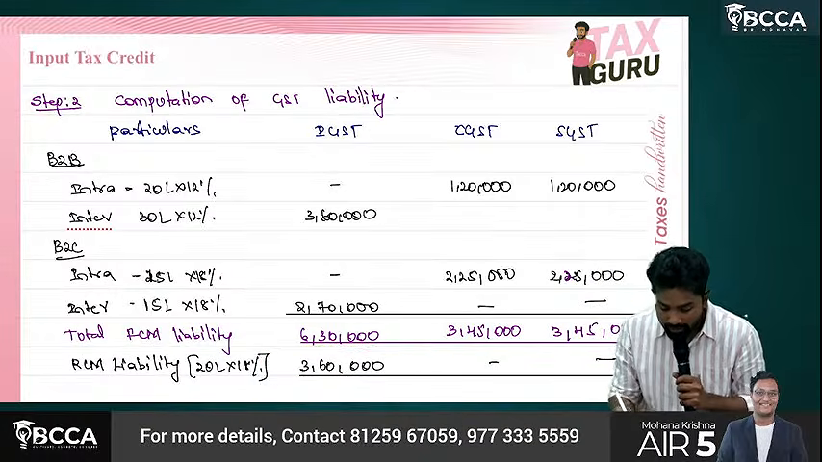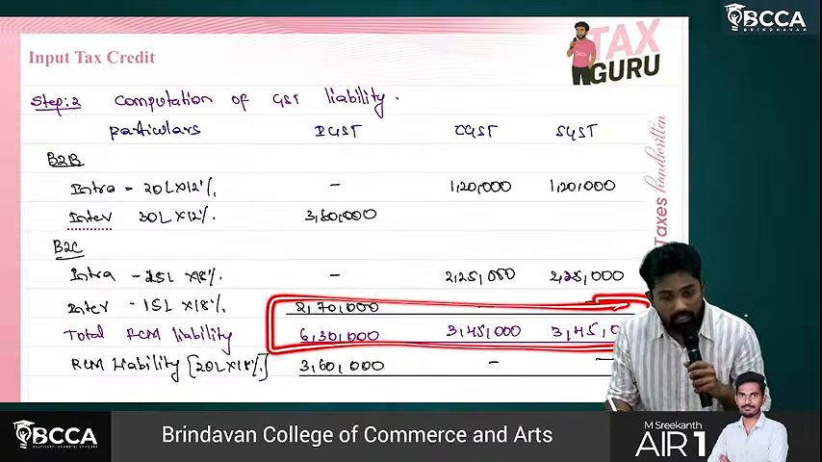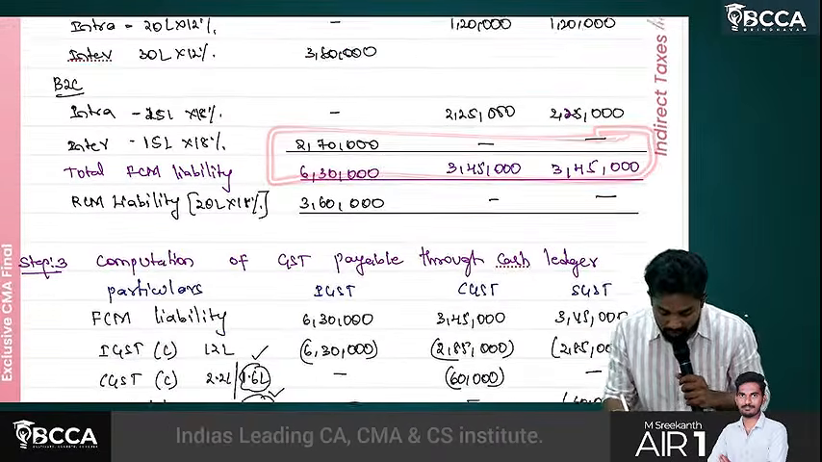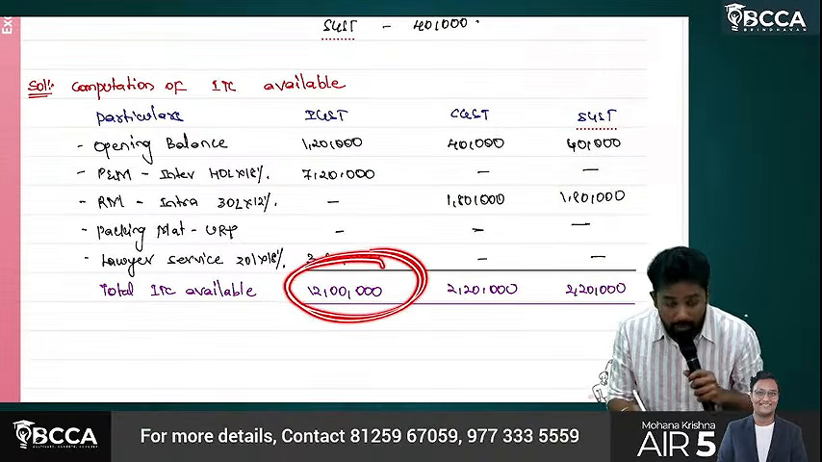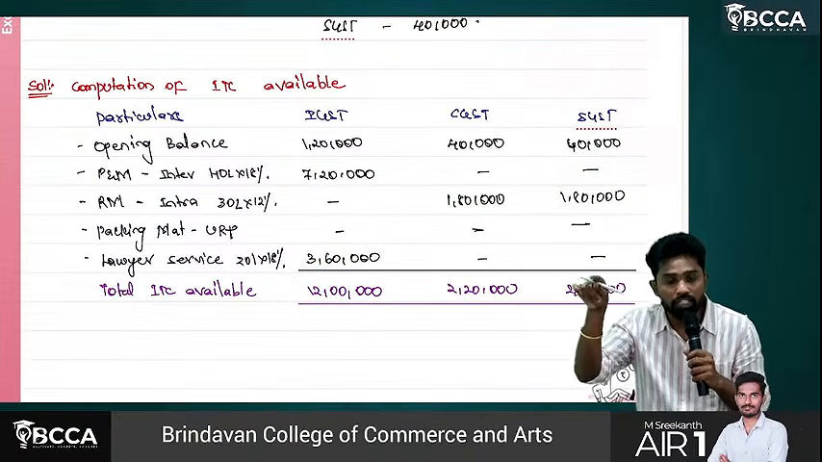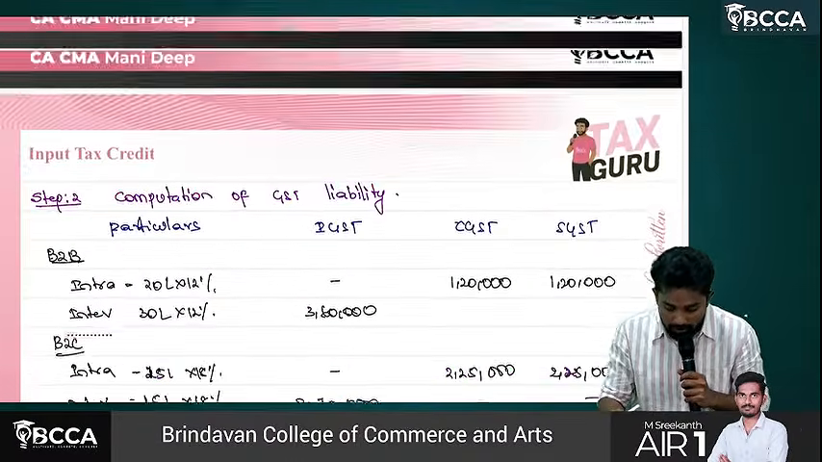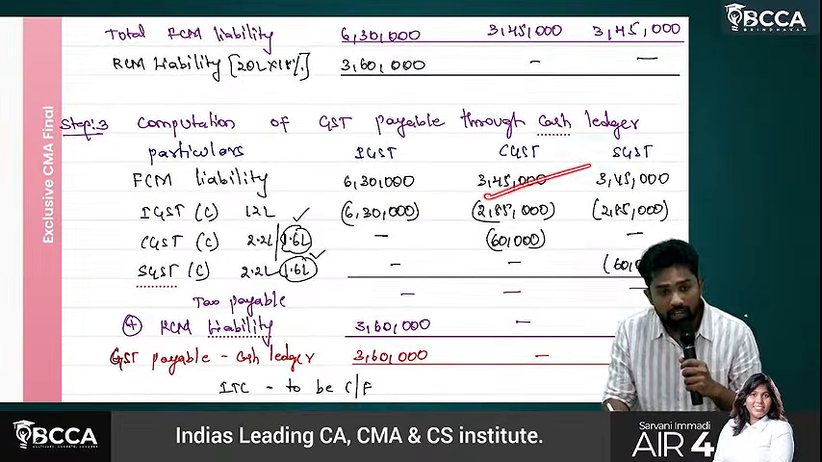Now ITC can be adjusted only with what? 6,30,000, 3,45,000 and 3,45,000. These are the liabilities. Sir, what is the credit? IGST credit available is how much? 12 lakhs. First we should adjust with what? IGST. Then the balance you can adjust with CGST or even SGST.